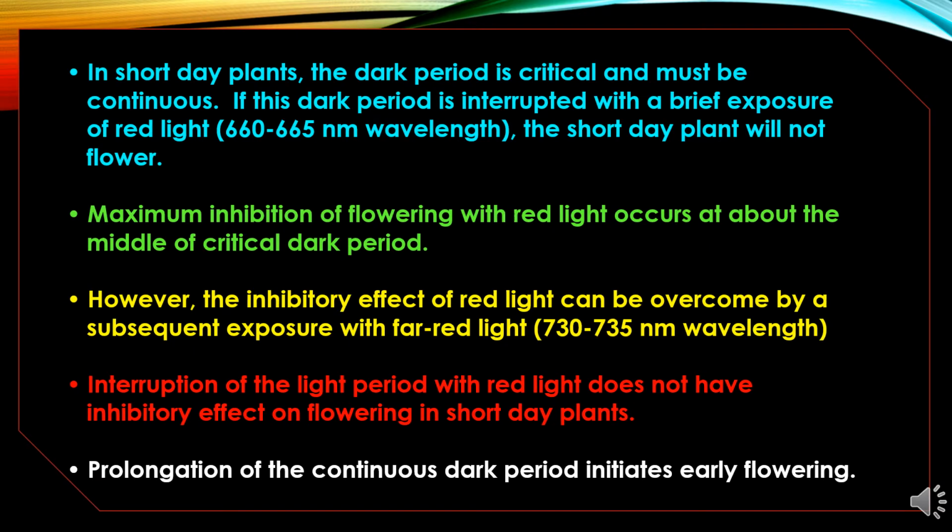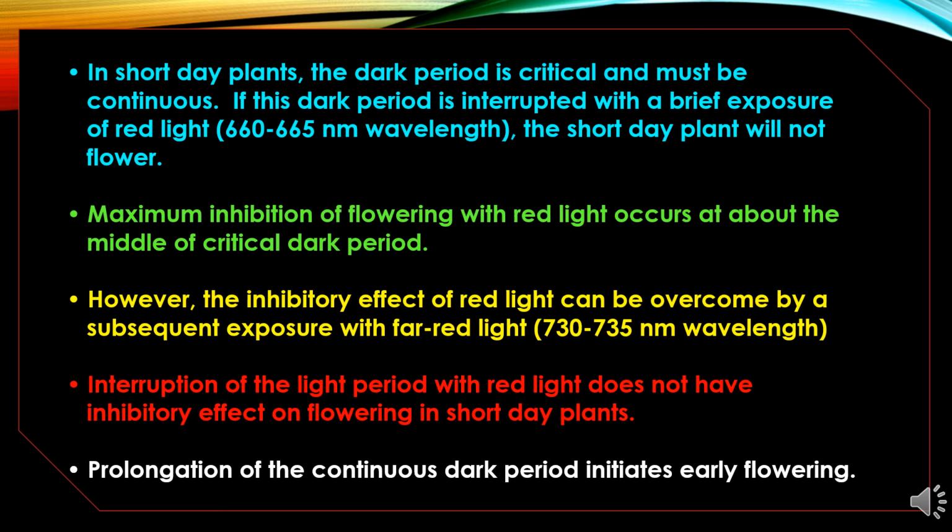In short day plants, the dark period is critical and must be continuous. If this dark period is interrupted with a brief exposure of red light having 660 to 665 nm wavelength, the short day plant will not flower. Maximum inhibition of flowering with red light occurs at about the middle of the critical dark period. However, the inhibitory effect of red light can be overcome by a subsequent exposure to far red light having a wavelength of 730 to 735 nm.